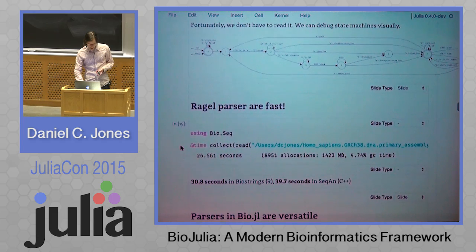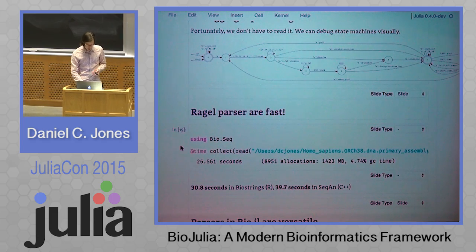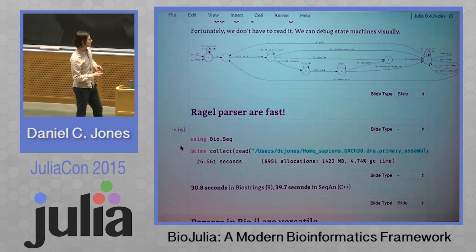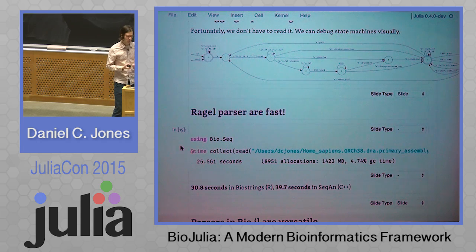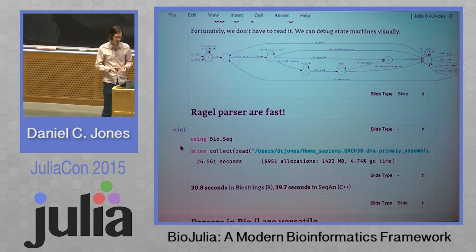And the good news is that they're pretty fast for the most part. So here's us reading in the human genome in FASTA format, and it took us about 26 seconds, which is a little bit faster than BioStrings, which is a popular R package, or seqan, which is a C++ package. So I'm going to show a bunch of benchmarks against BioStrings and seqan. There are a lot of sequence implementations I could test this against, but these are among the fastest. BioStrings is an R package, but this is kind of a fair comparison because, like most high-performance R packages, it's mostly C code with an R interface.